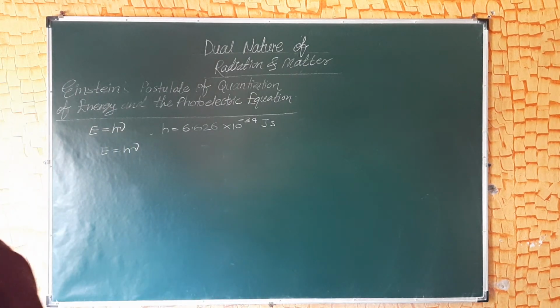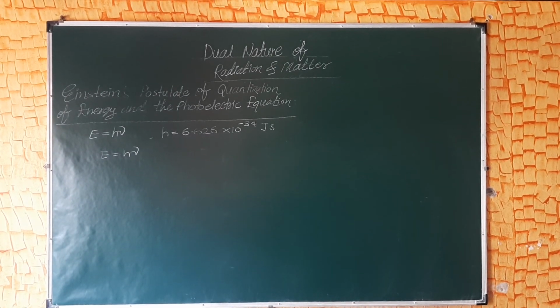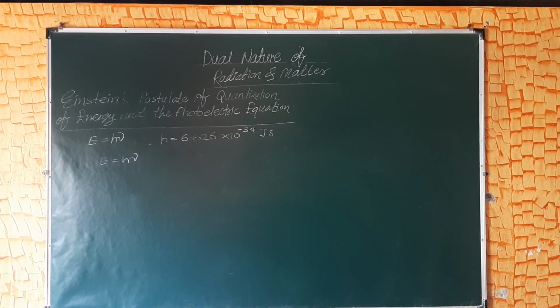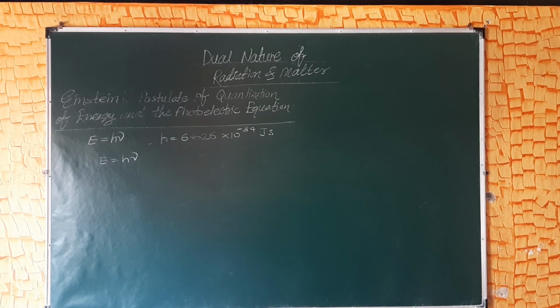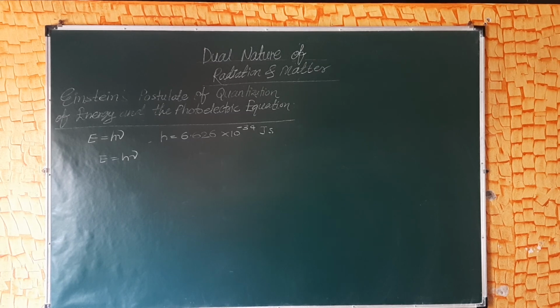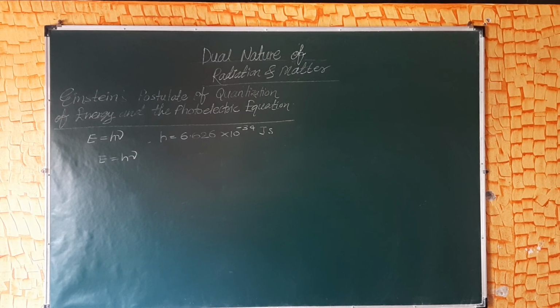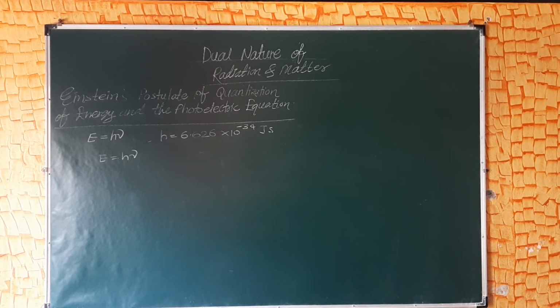So it is a relation between a particle-like property, energy, and a wave-like property, frequency. So this is known as Einstein's relation. Einstein's relation holds good for the entire electromagnetic spectrum. It says that the energy of electromagnetic radiation is directly proportional to the frequency and inversely proportional to the wavelength. So nu is equal to c upon lambda.